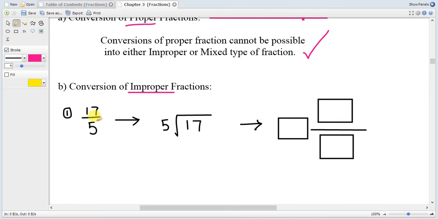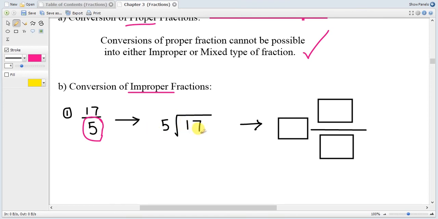How can we write this fraction in division form? I've already told you in previous lessons. The number at the top, 17, should be written inside the division sign, and the 5, which is the divisor, is written outside the division sign. Now let's divide 17 by 5.